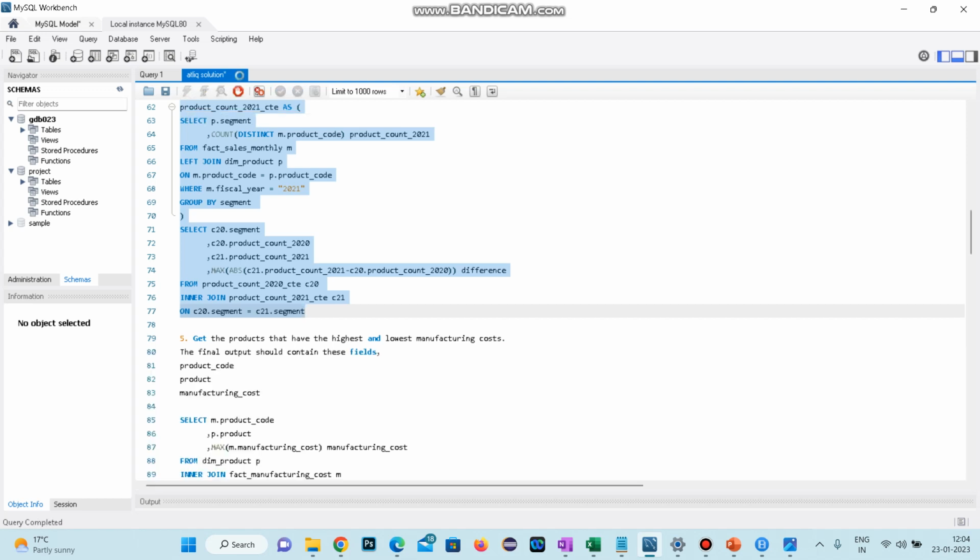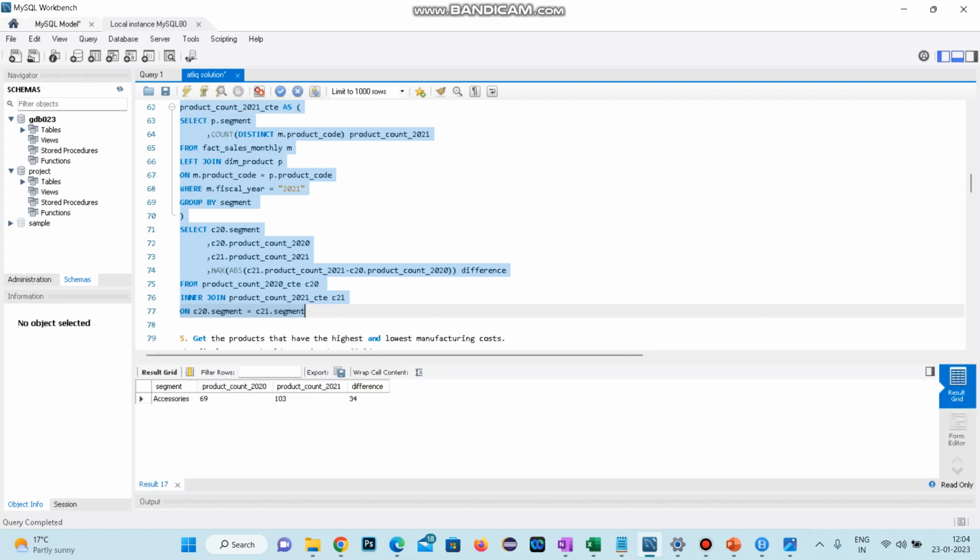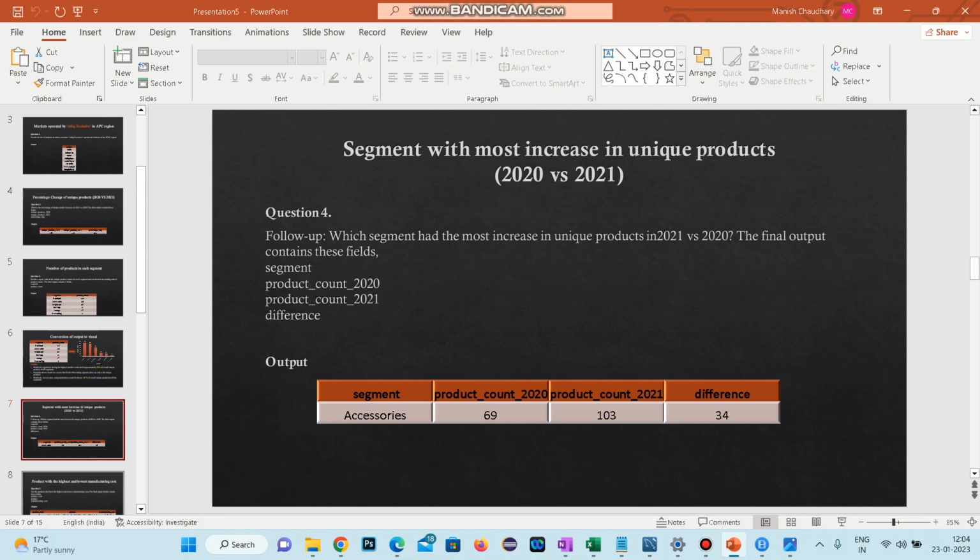So let's run it, and we can see that the accessories segment has the highest difference. In 2020 it had 69 products, but in 2021 it now has 103, that is a difference of 34. Now let's move to the next.